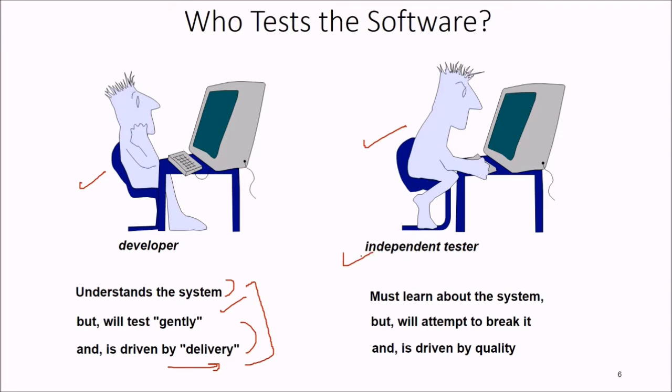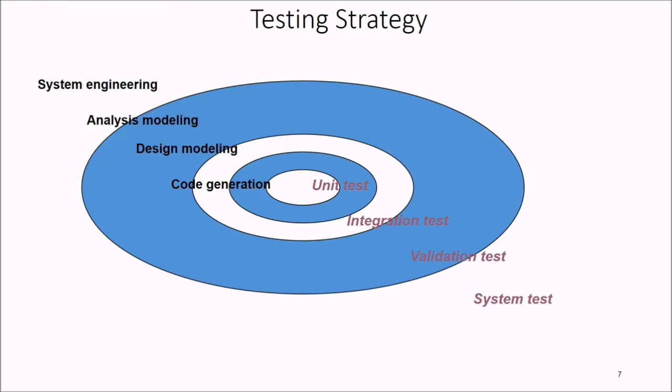If he is an independent tester, first he needs to learn the system, and then he'll try to break into the system. That means he'll try to find the loopholes, the problems, the errors, whatever name you may give, because he has to find something which has some problem. And he is actually driven by quality. So an independent tester will be driven by quality, while a developer will be driven by the delivery.